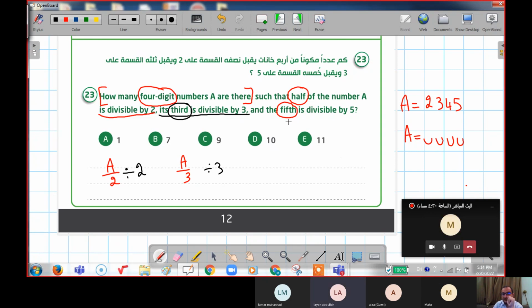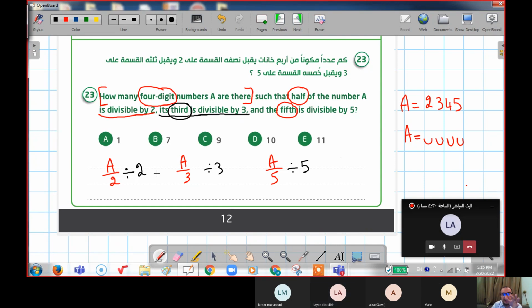We're going to A over... Yes. 5. Excellent. So it's A. It's going to be A over 5, so A must be divided by, divisible by what? By 5. Okay? Do you understand now?